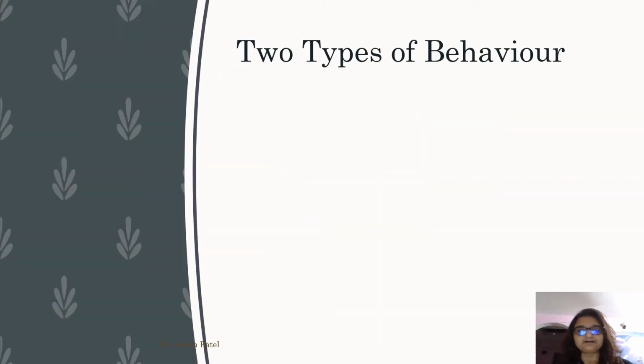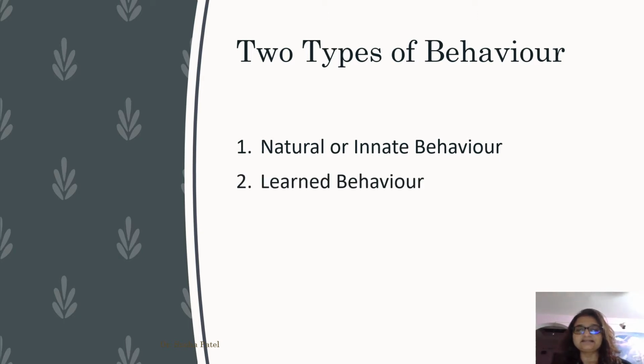In this chapter, we are going to study about learning, and that includes our behavioral change. There are two types of behavior. The very first one is the natural or innate behavior. It is also called instinctive behavior. And the second one is learned behavior. Let us know the difference between the two.